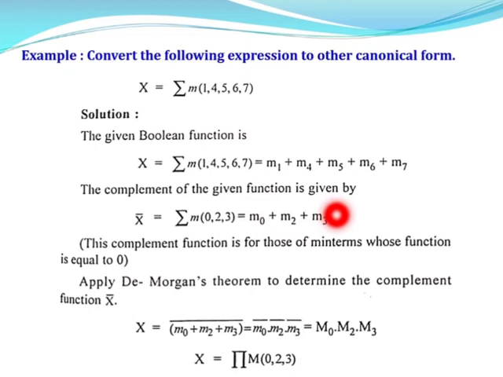That is, A plus B plus C, the whole bar, is equal to A bar dot B bar dot C bar. This term here, that is m0 bar dot m2 bar dot m3 bar, is nothing but the maxterms M0, M2, M3, and you should write it in the form x is equal to sigma maxterm capital M 0, 2, 3.